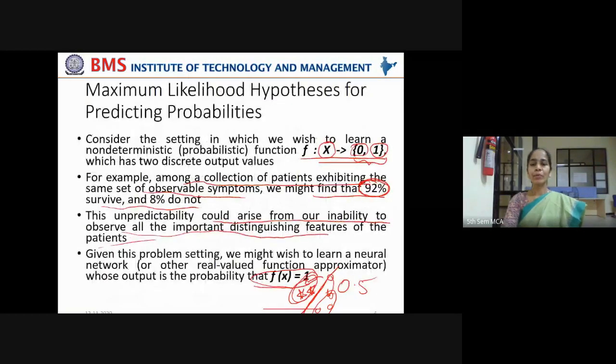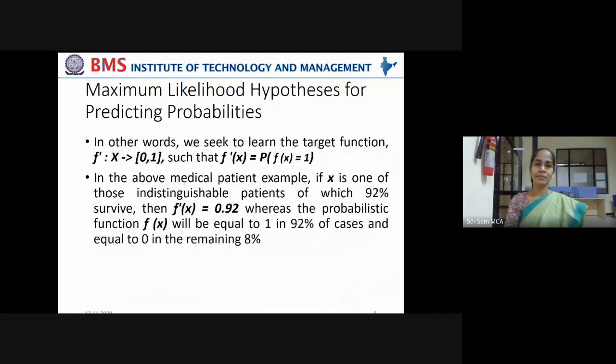Yeah, whose output is the probability that f of x equal to 1. So if f of x equal to 1, then you predict it as a positive class. Or if f of x equal to 0, you predict it as a negative class. Or if you have any values in between, some probability you can associate with it.